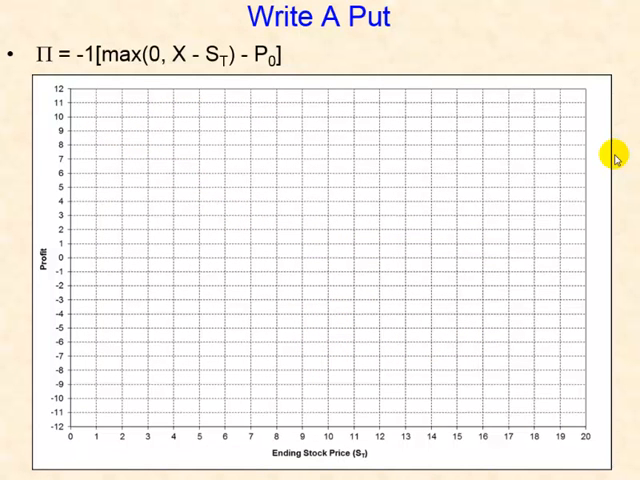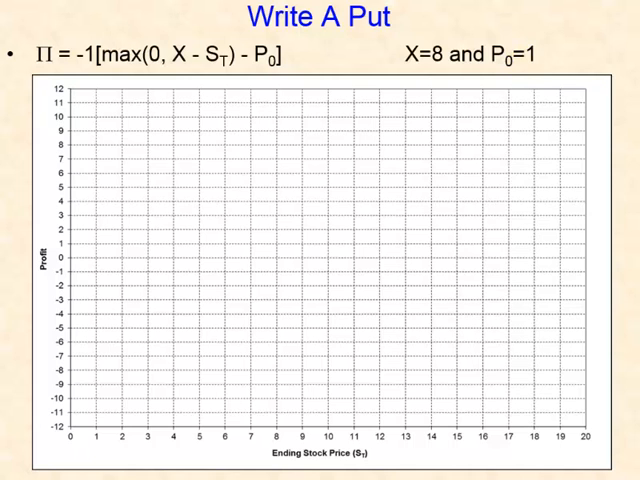Now we'll examine the profit from writing a put option. Here's our profit equation for puts. Our profit is equal to -1, the minus indicates we're writing the option, times the intrinsic value of the put at expiration minus the initial premium on the put. We'll use the same data for this example that we did before. Our put will have an exercise price of 8 and a premium of 1.